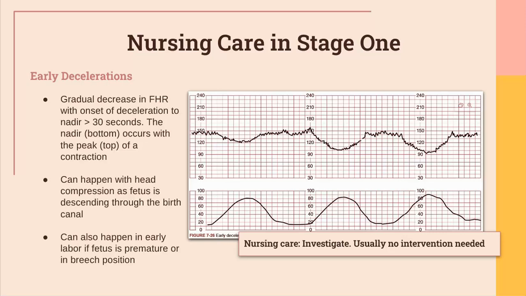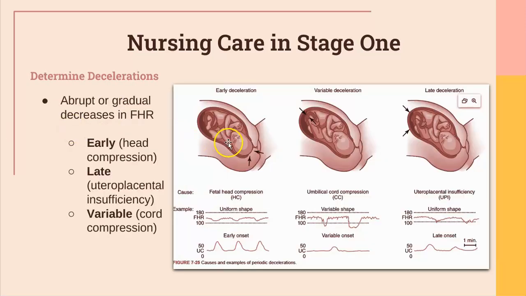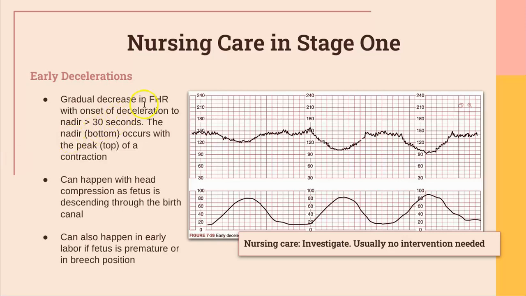So for nursing care, you'll want to know, again, early decelerations, so that head compression, they're sort of mirroring the contractions. That's a gradual decrease in the fetal heart rate, where the onset of the deceleration to the nadir is greater than 30 seconds. So our baseline's 140, 145. From the onset, the beginning of the deceleration, to the very bottom, which is called the nadir, takes more than 30 seconds. So it's a gradual decline.